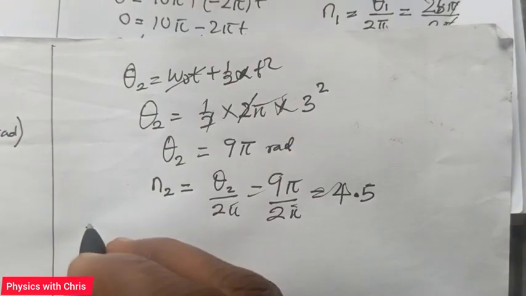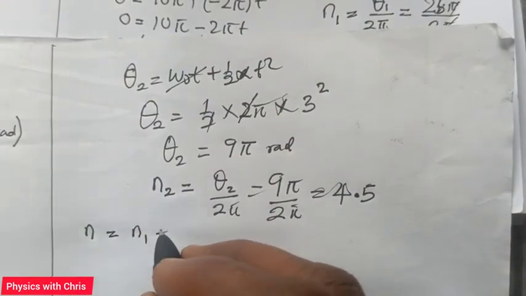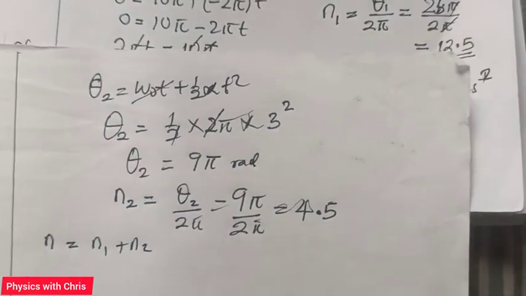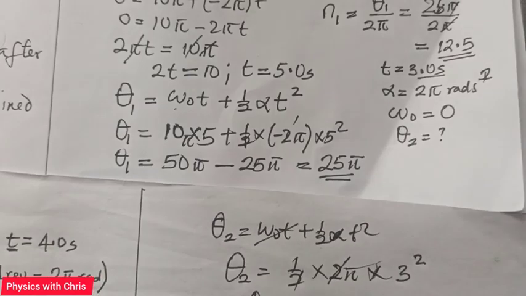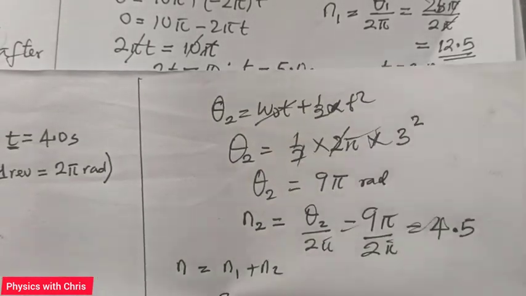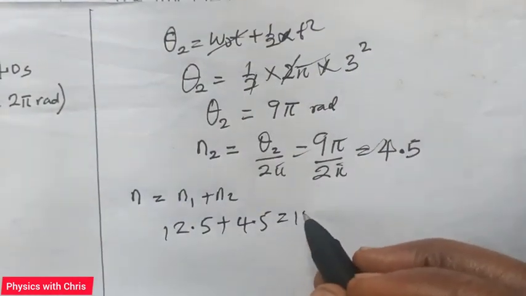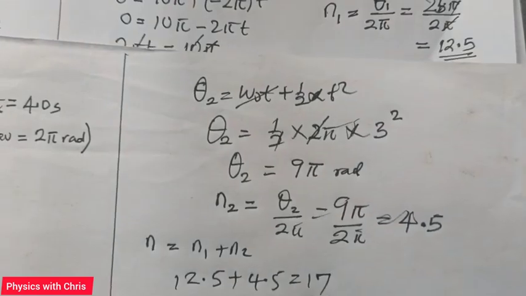So the total number of revolutions rotated is the sum of N1 and N2. The first one gave us 12.5. So I'm going to add that: 12.5 plus 4.5 gives me 17. That's the total number of revolutions.